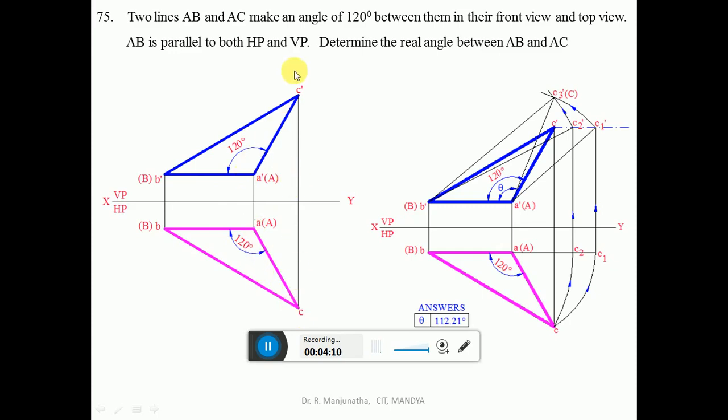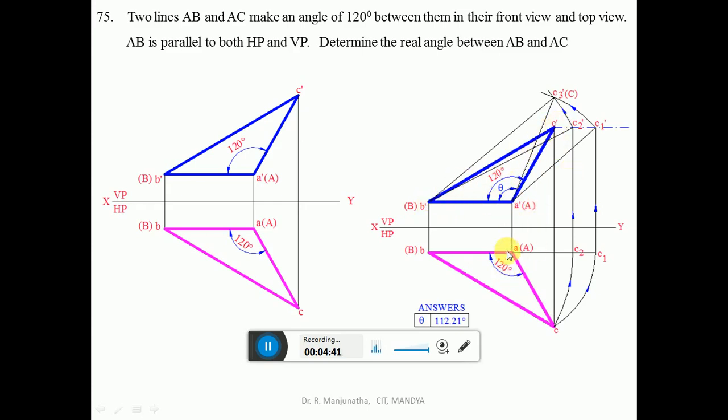So now what we need to find out? We need to find out the true length. First we need to find out the true length of AC, and also we have the true length of AB, and A dash B dash is in true length. B dash C dash is the line which is inclined to HP and BC is the line which is inclined to VP. So this is the top view and this is the front view. Now we need to find out the true length of A dash C dash and the true length of B dash C dash.